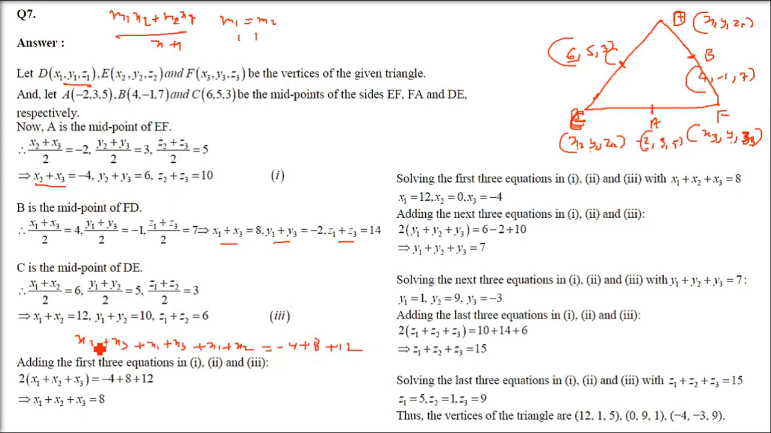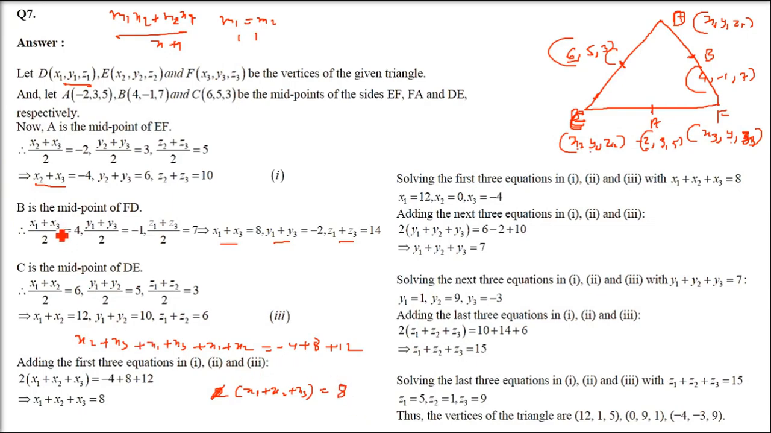So here we have twice x1, twice x2, twice x3. So let me take 2 outside. x1 plus x2 plus x3 will be inside. And that will be equal to 20 minus 4, that is 16. 8 minus 4, 4. 4 plus 12 is 16. So now you have 16. So, divided by 2, it will be 8. So x1 plus x2 plus x3 equals 8.